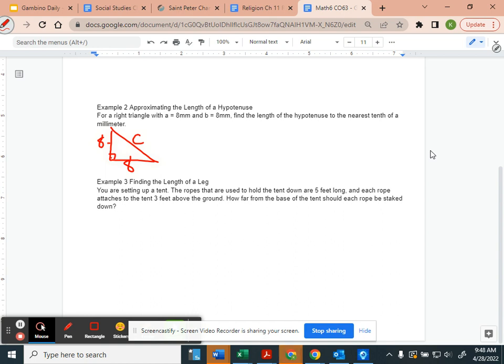8 squared plus 8 squared equals c squared. So 8 squared is 64 plus 8 squared is 64 equals c squared. 64 plus 64 is 128 equals c squared. So now I need to find the square root of 128.